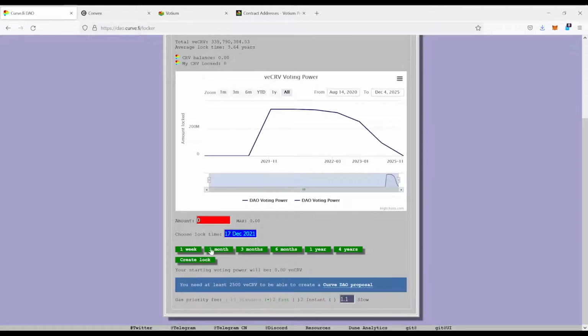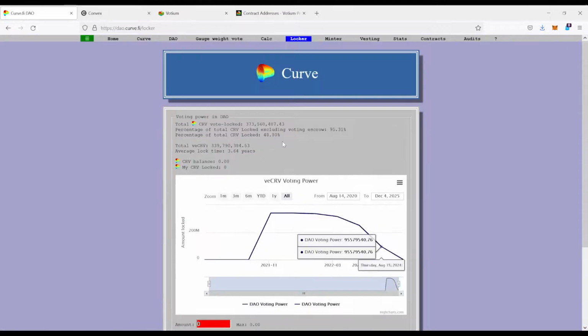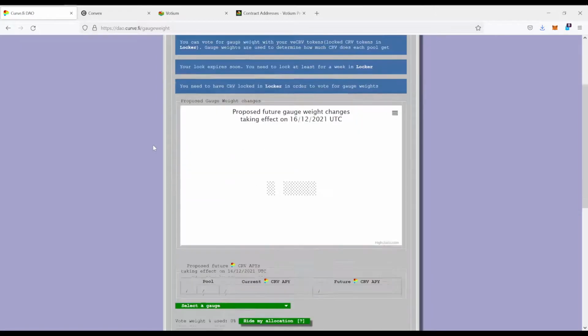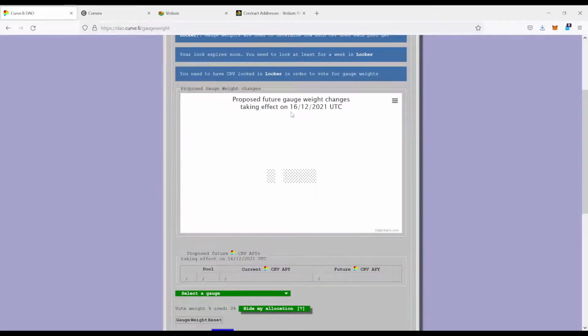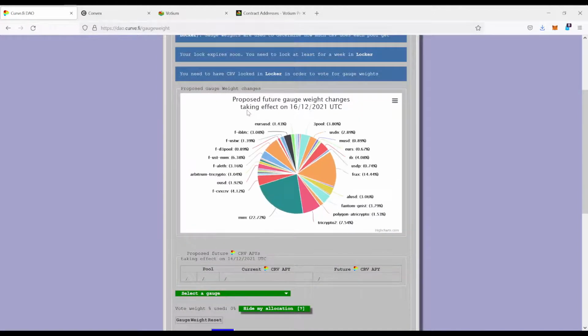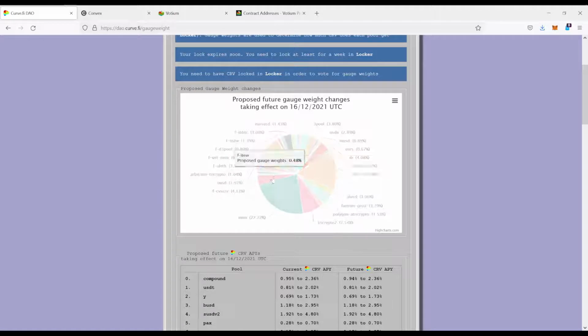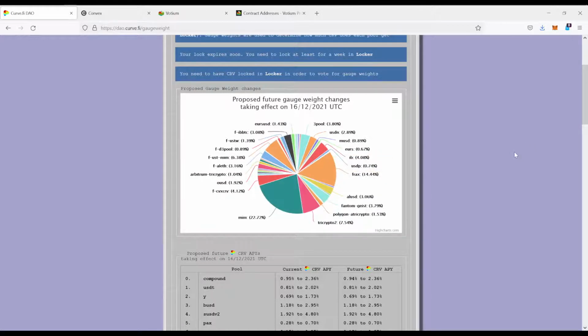Yes, and the whole catch is that with these VE CRV tokens, you can take part in those votes. Now, what this means is you would come over here to the DAO, and then you could manually, here you see Gauge weight vote. This is what we are talking about. So you have proposals for future gauge weights. And this is basically which pool gets how much of the entire distribution of this CRV tokens, okay?